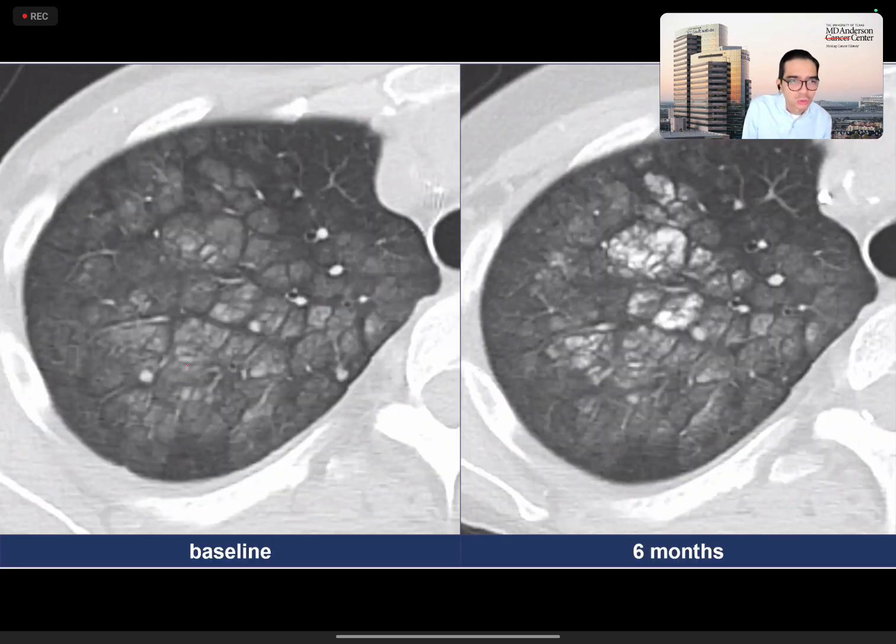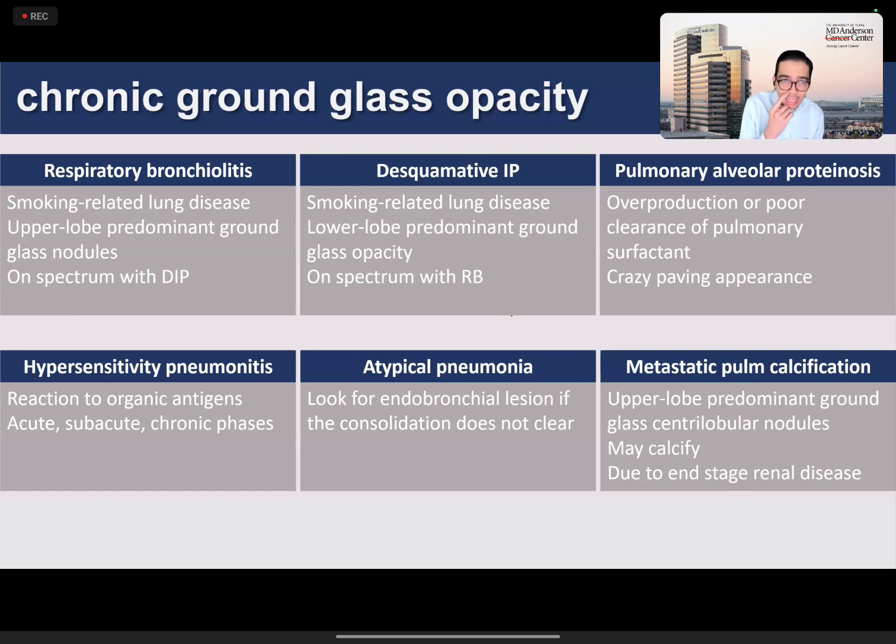This is a patient who at baseline, you can see their centrilobular ground glass. We know they're centrilobular because they're sparing the interlobular septations and the pleural surface. After 6 months, you can see that those have really increased in density, and you can see the calcification much better. Okay, so that is my chronic ground glass opacity differential.